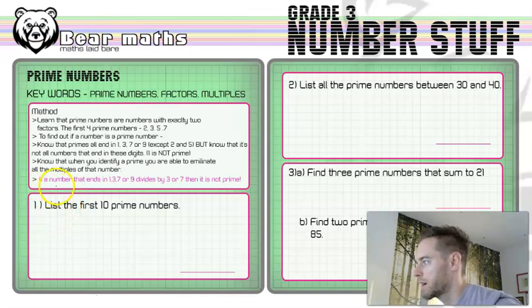Now, the little method here in pink says if a number that ends in a 1, a 3, a 7, or a 9 divides by 3 or 7, then it's not prime. And that's a really useful little trick to use when we get down to the business end of things.